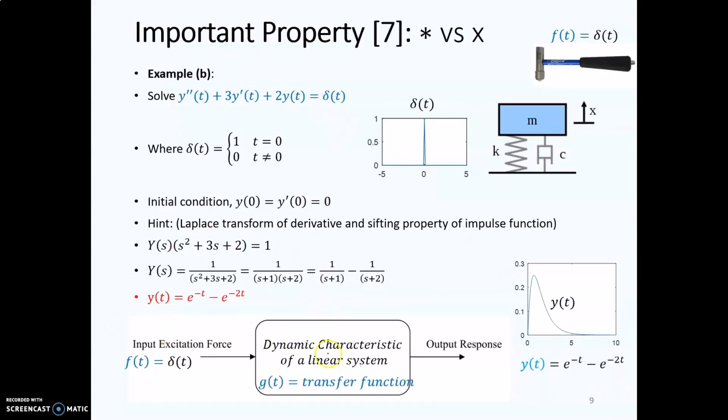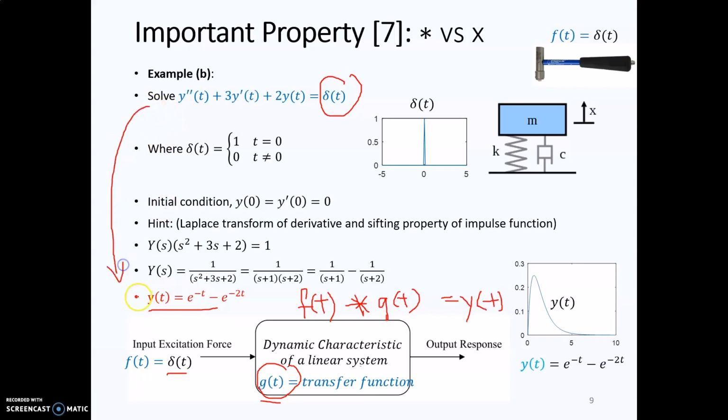Therefore, we can draw this, where you can see your force is equal to delta(t), and your system, let it be g(t). So f(t) convolved with your g(t) should give you the output response, which is equal to y(t), where you succeeded in finding y(t) by using the Laplace transformation. And this is the graph for y(t).